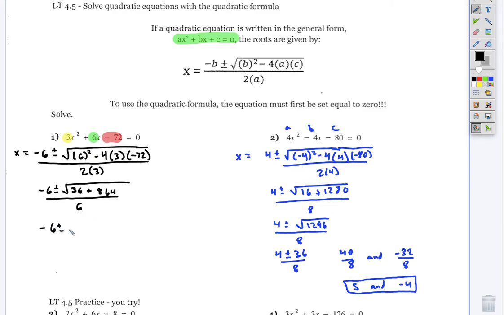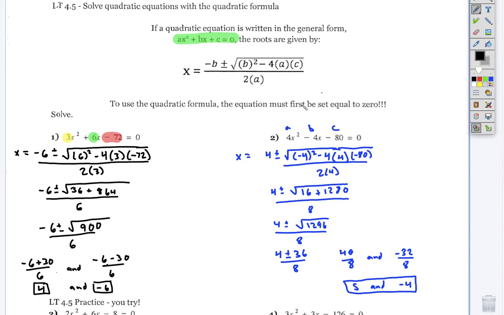So then I have negative 6 plus or minus square root. Add those together, you get 900 over 6. Now this is going to split up into two different things because of the plus and the minus here. So this is going to become negative 6 plus 30 over 6, and then negative 6 minus 30 over 6. And these are going to be two different answers. So negative 6 plus 30 would be 24 over 6, which is 4. And negative 36 in the numerator divided by 6 would be negative 6. So my two answers, or the two roots, the two solutions, would be 4 and negative 6.